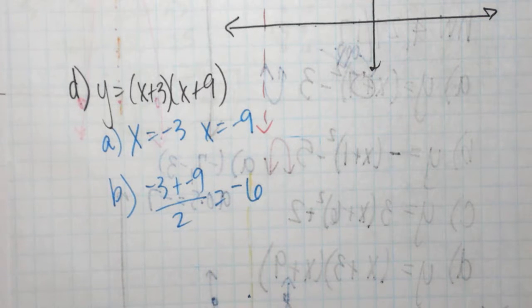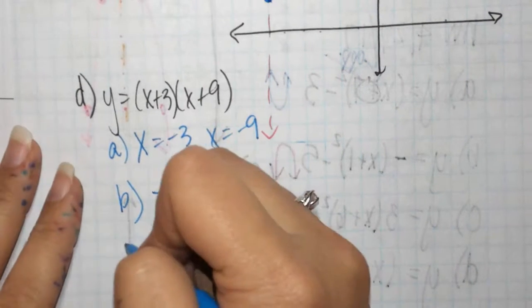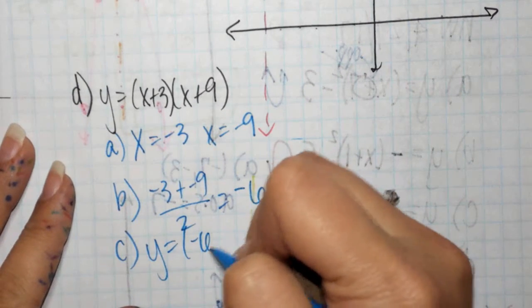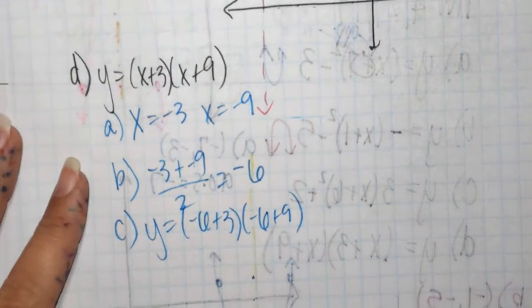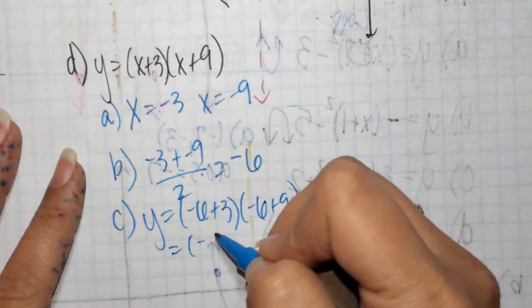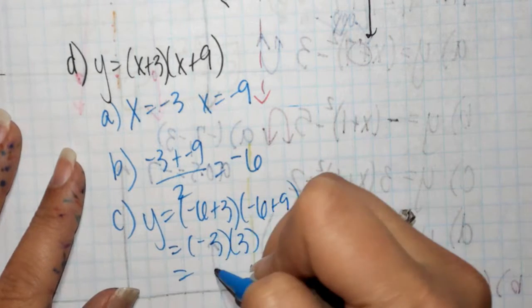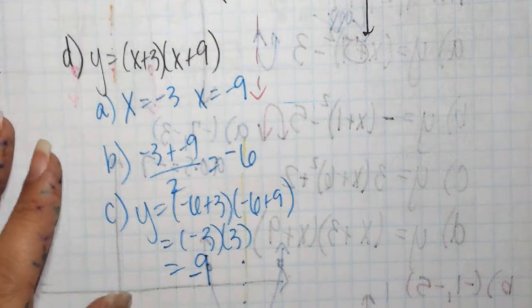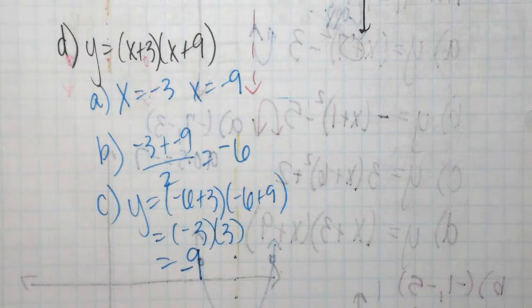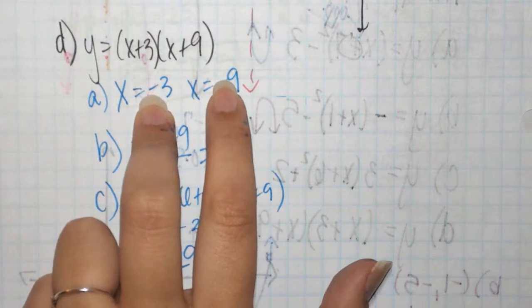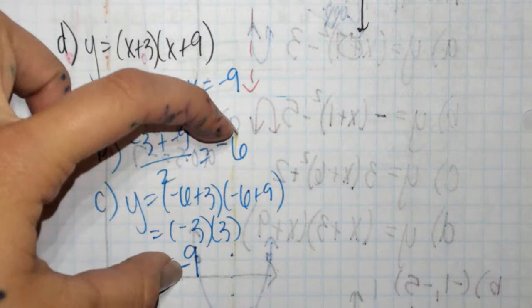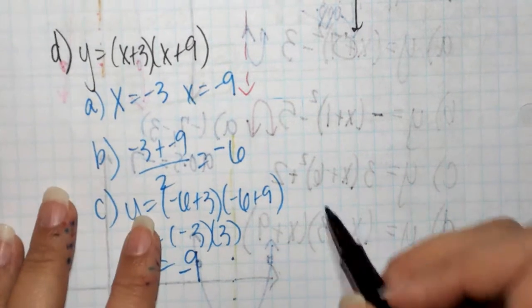Then you do plug the negative 6 in, and I almost forgot to do that. Y equals negative 6 plus 3 times negative 6 plus 9, right? Then you get negative 9. Negative 6, negative 9 are your coordinates for the graph. These are my x-intercepts, my roots. And then this makes my vertex.